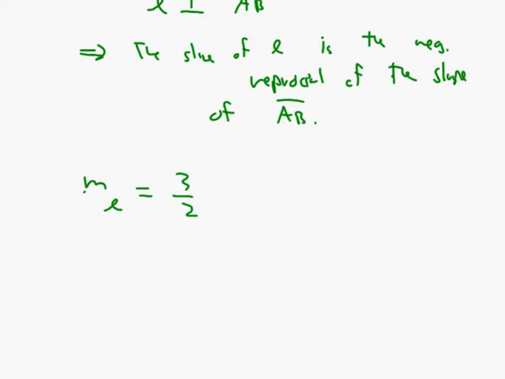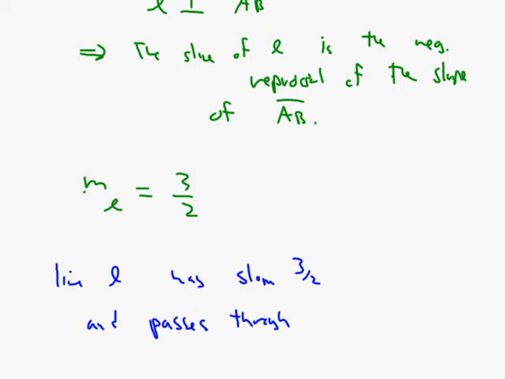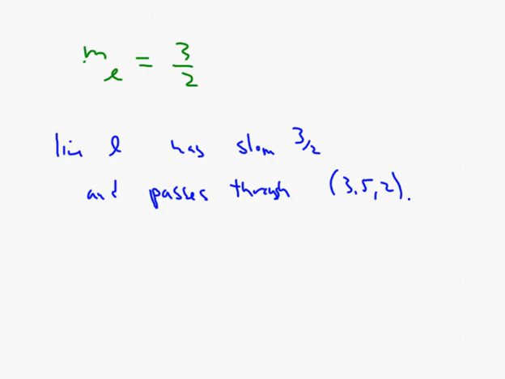And actually, I'm done now. Because I know two things. Right? I know line L has slope 3/2 and passes through the point, what did we say, 3.5 comma 2. That was the midpoint. And once you have that, you can use the point slope form of a line and get your equation. So that's not bad at all, actually.